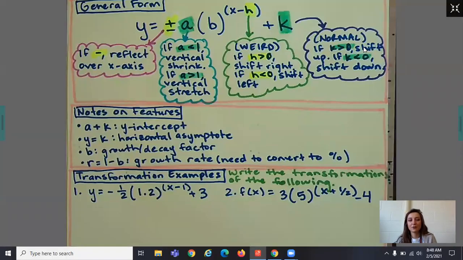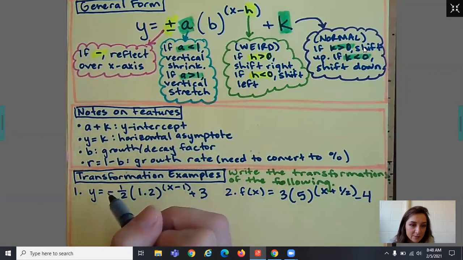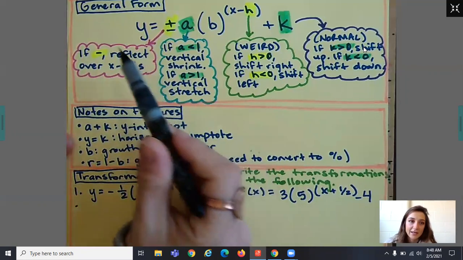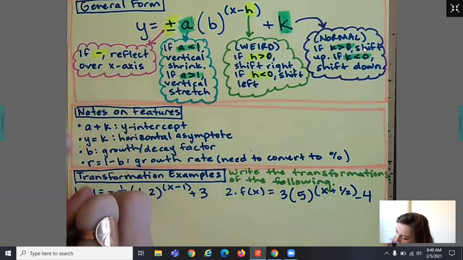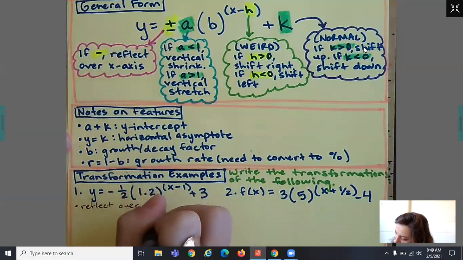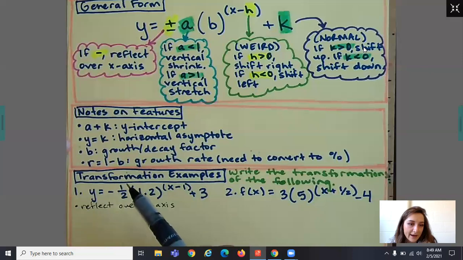Hello everyone, in this video we're going to be working on some transformation examples. So we're just going to be writing the transformations for problem number 1 and problem number 2. The first thing that we're going to start off with is problem number 1, and in this problem you'll notice that there is a negative out in the front. So since there is a negative, we are going to reflect over the x-axis.